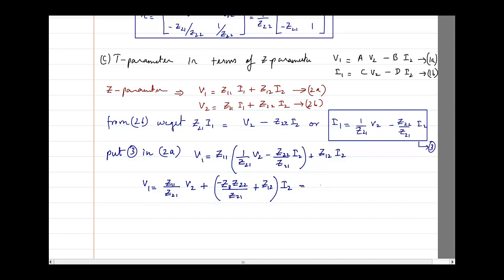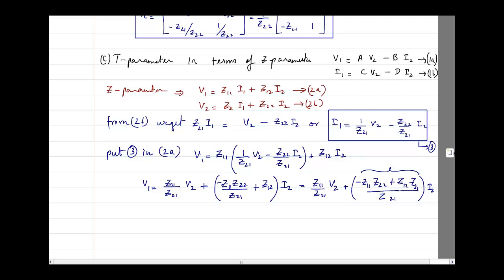let me write it here itself. I can write it as Z11 by Z21 of V2 with V2, that is already there. This thing I can write it as minus of Z11 Z22 plus Z12 into Z21 divided by the whole divided by Z21 into I2, where this is going to be basically what? Delta Z, sorry, minus of delta Z, correct?